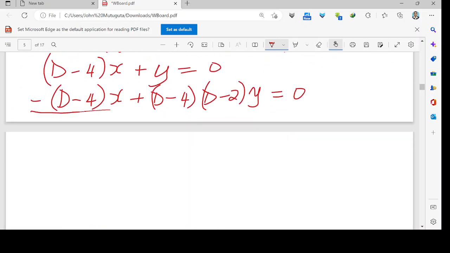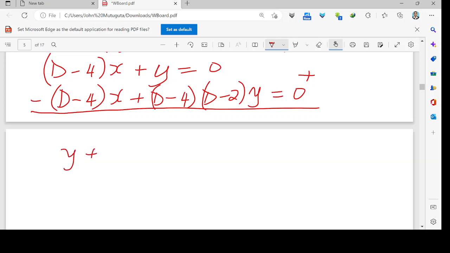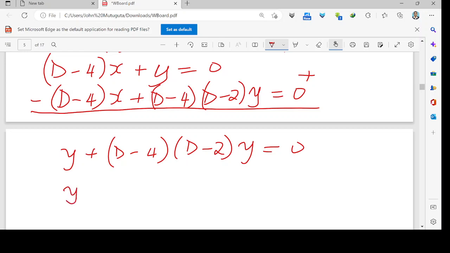Now we add the two equations. We add because the first term here is negative and this one is positive, so to eliminate x we add these two. We shall have y plus D minus 4 times D minus 2, y is equal to 0. I will expand here. D times D is D squared, then minus 2D minus 4D, that is minus 6D.